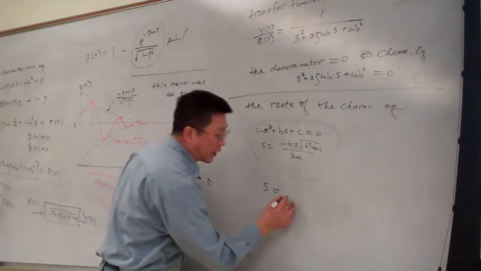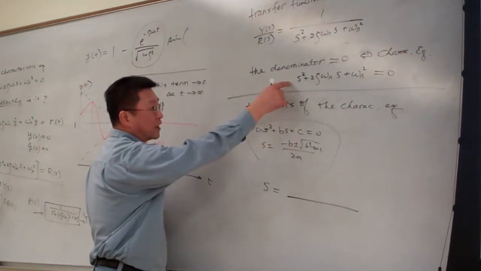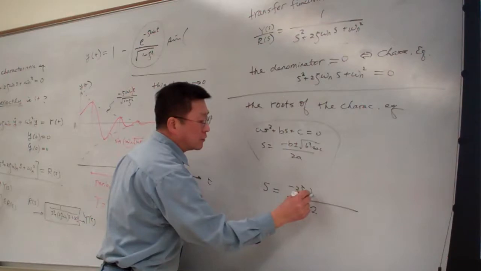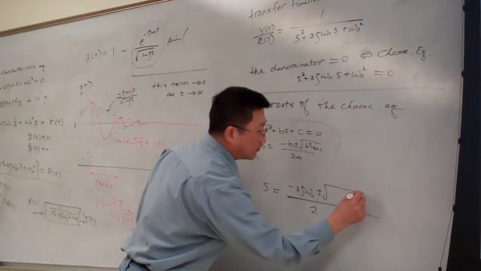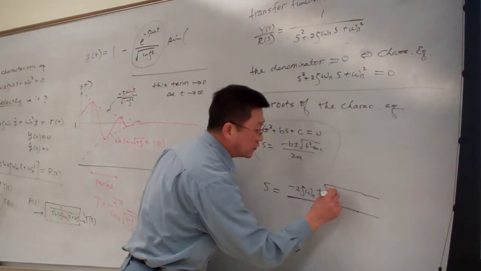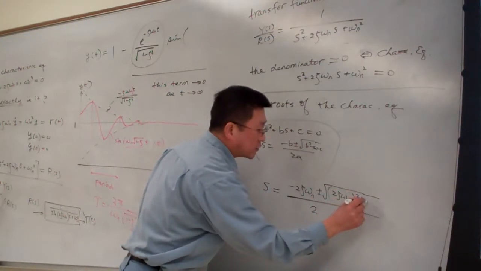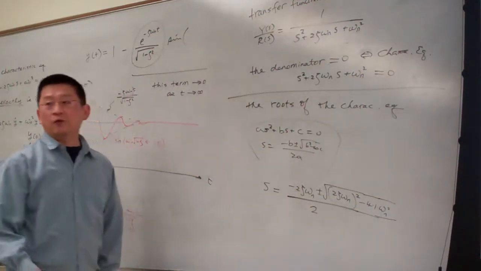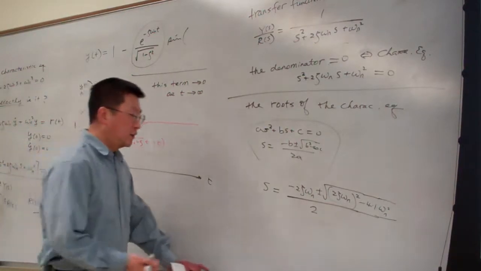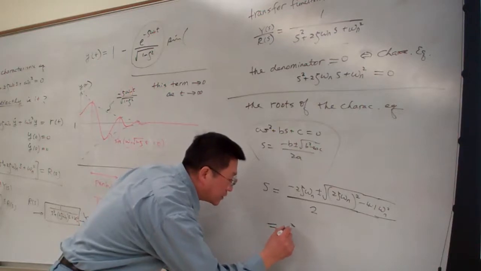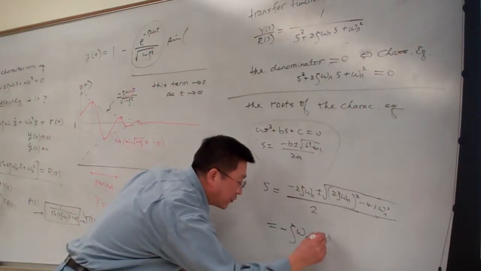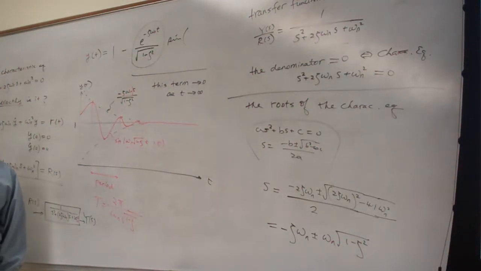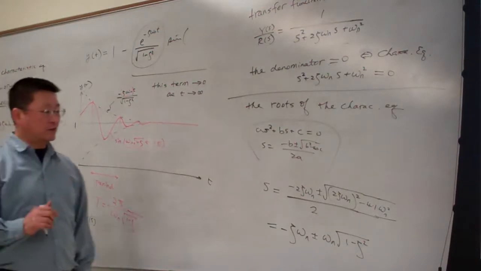So with this one, the root of this equation will be s equal to, look at this carefully, we plug in here a equal to 1, and b equal to 2 zeta omega n, and plus or minus the square root of b squared minus 4ac, so that is 2 zeta omega n squared minus 4 times a times c. And we do a little bit of simplification. Basically here s will be equal to minus zeta omega n plus or minus omega n times the square root of 1 minus zeta squared. Okay, so that is the root of the characteristic equation.